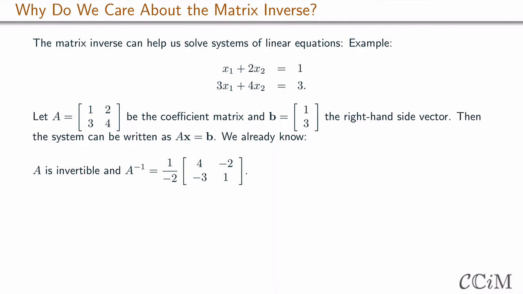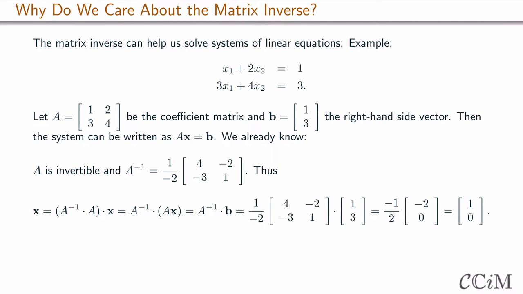We've already seen that the matrix A is invertible, and we found its inverse as negative 1/2 times the matrix 4, negative 2, negative 3, 1. Now, since we have that Ax is equal to B, if I multiply both sides of this equation from the left by A inverse, what do I get? Well, A inverse times A is the identity matrix, and the identity matrix times x is simply equal to x. So I have found x as A inverse times B.